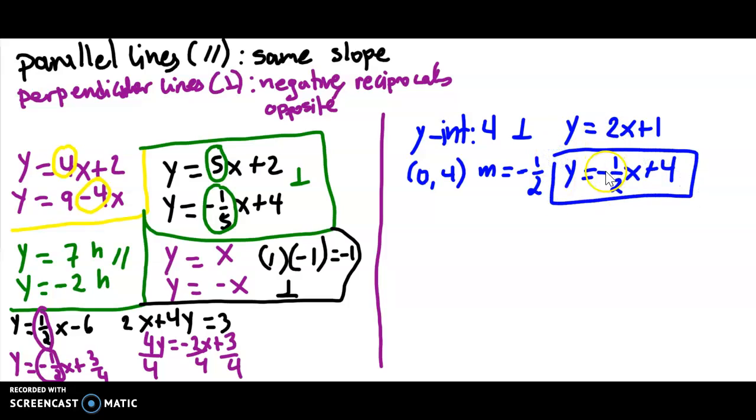So you can clearly see that 2 and negative 1/2 are negative reciprocals of each other. If you multiply the 2 across, you're going to get negative 1.